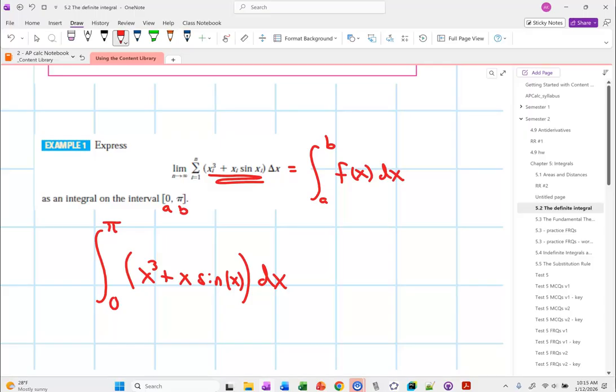Wait, and why does the delta x become the dx? Remember, the delta x is like the width of our rectangle. dx is an infinitely narrow sliver of x, which is just like the width of our rectangle. So delta x is always just going to be the dx. You can remember that because they both have the d and the x in there. So that's it.